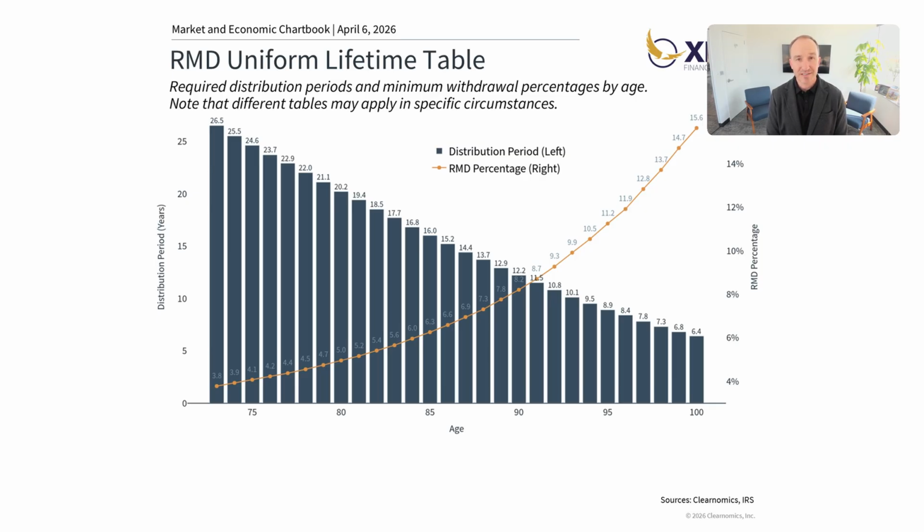Now, importantly, the penalty for failure to take a required minimum distribution is very steep. It's a 25% penalty on top of the ordinary income tax that's applied. So it's very important to satisfy your required minimum distributions and avoid that additional 25% tax.